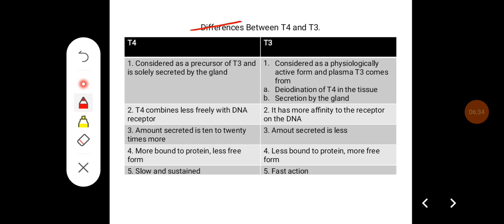These are some of the differences between T4 and T3. T4 is considered a precursor of T3 and is solely secreted by the gland, whereas T3 is considered the physiologically active form, and plasma T3 comes from deiodination of T4 in the tissue and secretion by the gland.